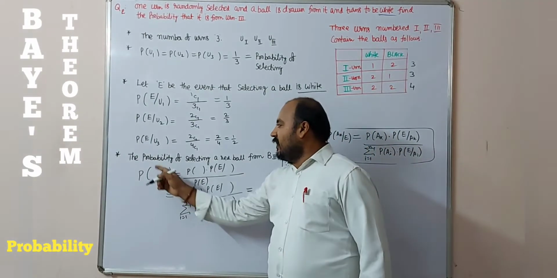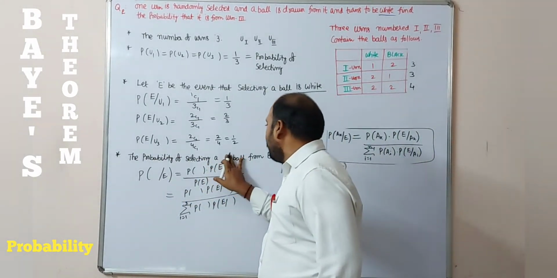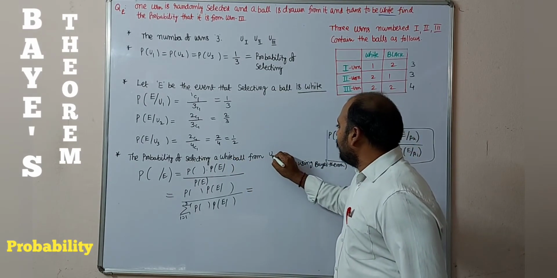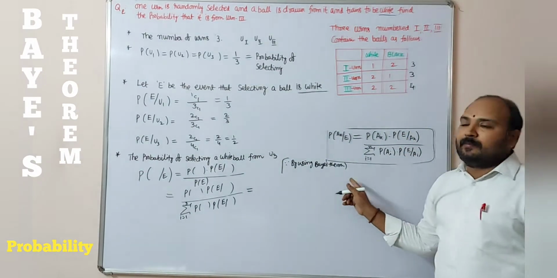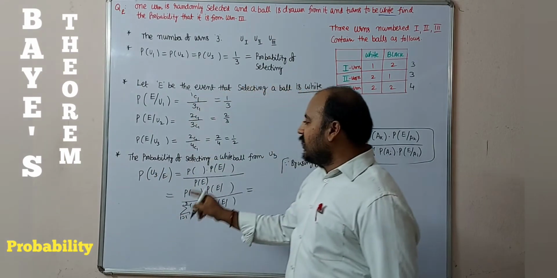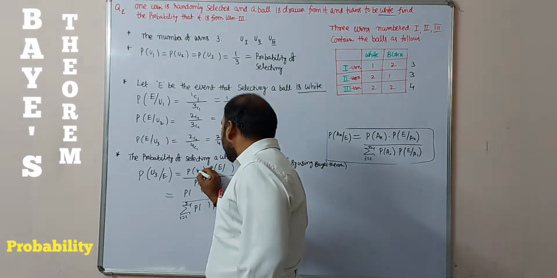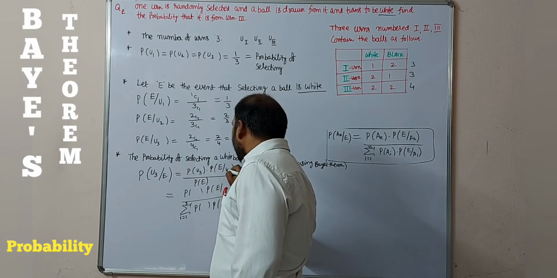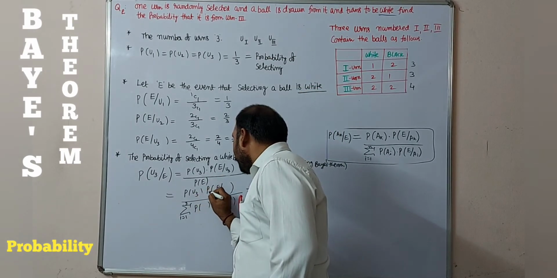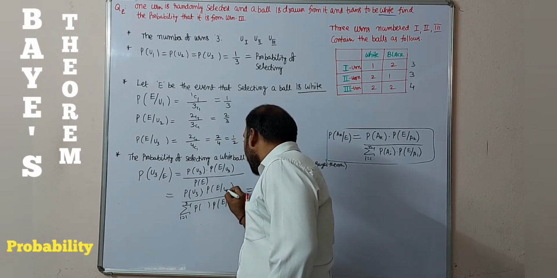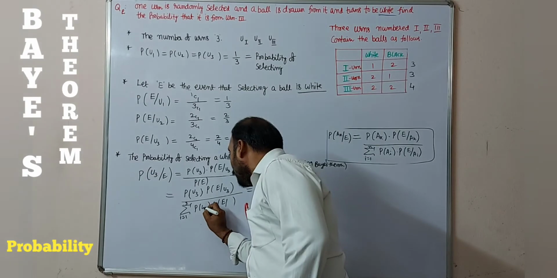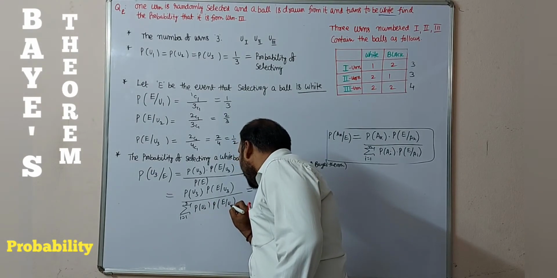The next required probability, the probability of selecting a white ball from urn 3, U3. By using Bayes theorem, P of U3 given E is equal to P of U3 into P of E given U3 by P of E. That means P of U3 into P of E by U3 over the sum over i equal to 1 to 3, since 3 urns are there, of P of Ui into P of E given Ui.